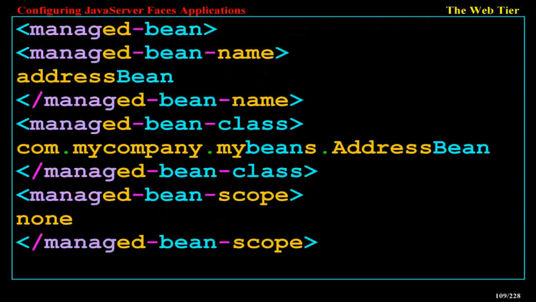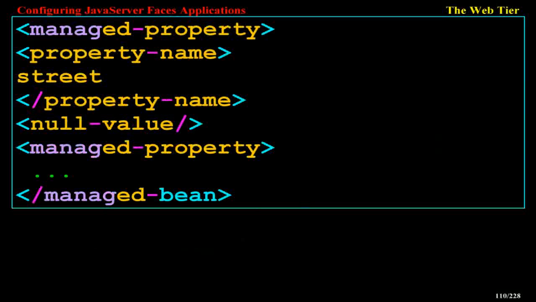Managed bean, managed bean name, addressBean, managed bean name, managed bean class, me.company.mybeans.AddressBean, managed bean class, managed bean scope, none, managed bean scope, managed property, property name, street, property name, null value, managed property, managed bean.